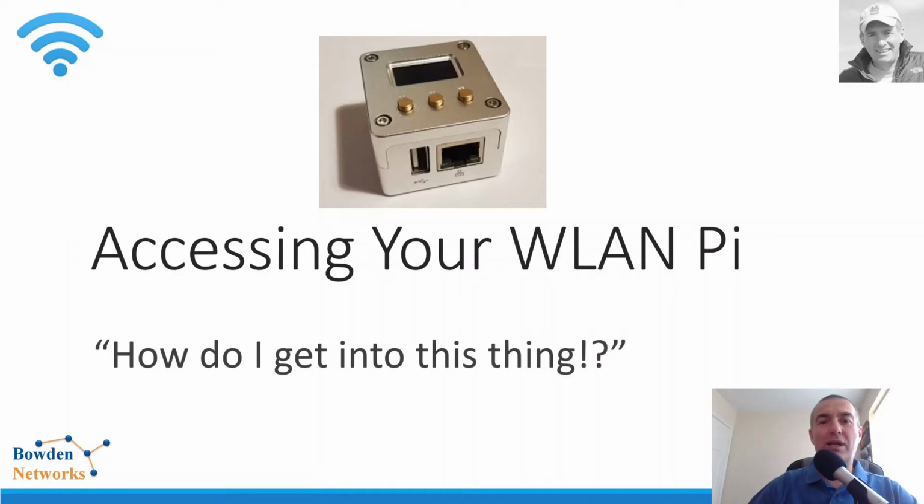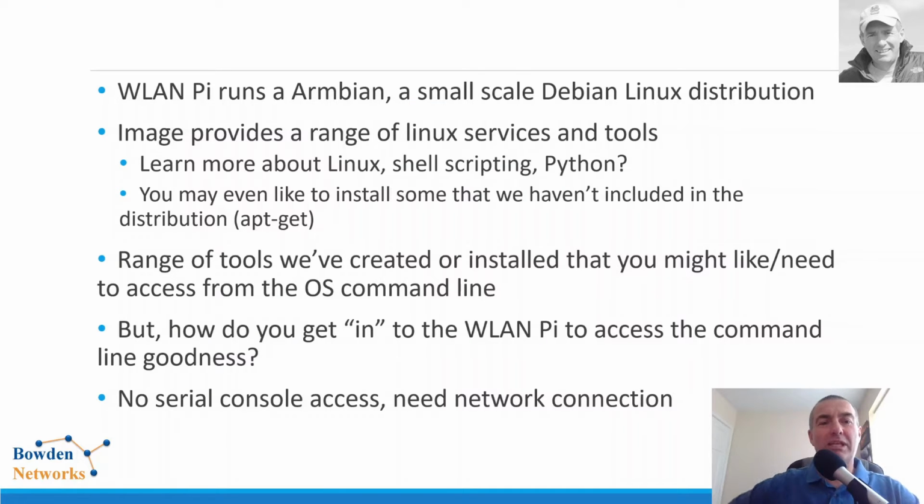A little bit of background before we start. Just in case you're not familiar, the WLAN Pi actually runs a small-scale Debian Linux distribution called Armbian, which is ideally suited to single-board computer devices. It provides a whole range of Linux services and tools, which you can use if you want to learn more about Linux, maybe learn a little bit about shell scripting, maybe even learn some Python. We've got Python on there, and you can even add some other Linux utilities that we haven't put on there yet as part of the distribution using a command like apt-get. So that's something that you can use to customize it to your own requirements.